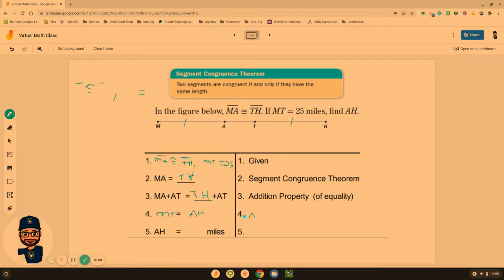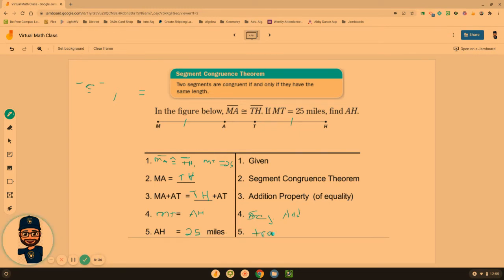That's the segment addition property. Segment addition. Two small segments make up a larger segment. All right, and it's kind of looking at these. We're going to do a lot of these together in our live sessions. AH, if I know MT is 25 miles, and I know MT is AH, I can then say that it's 25, and this is ironically that transitive property.